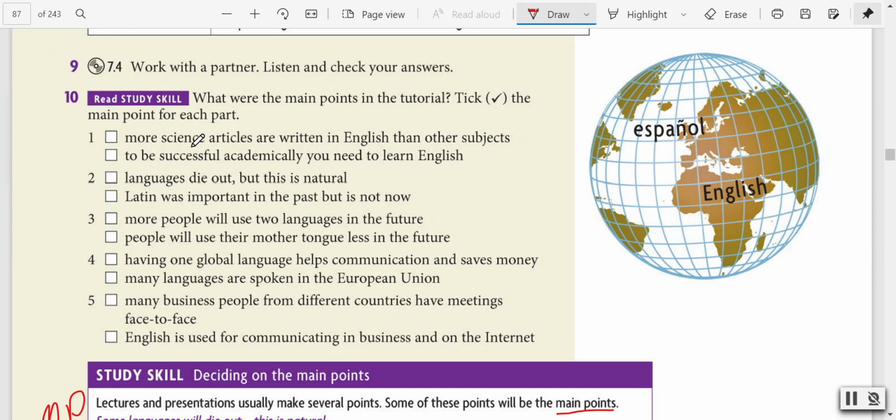Number 1: more science articles are written in English than other subjects, and to be successful academically you need to learn English.